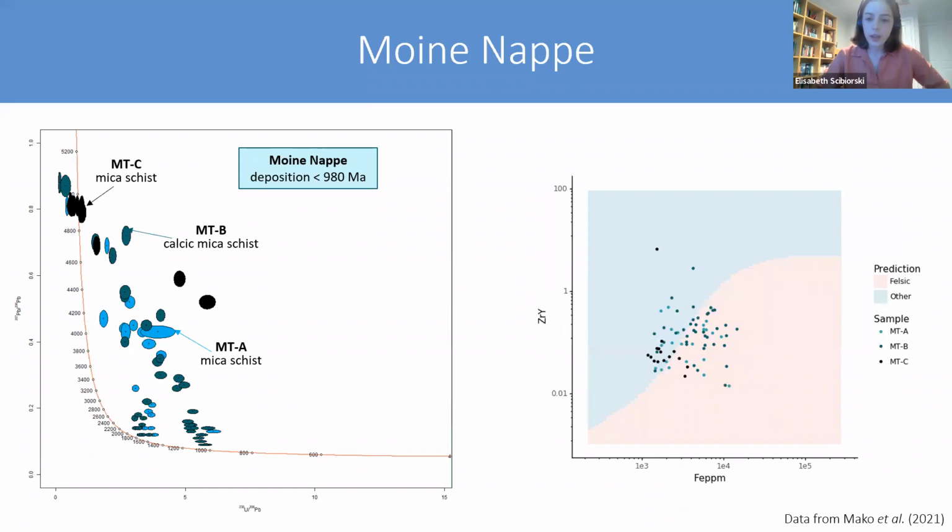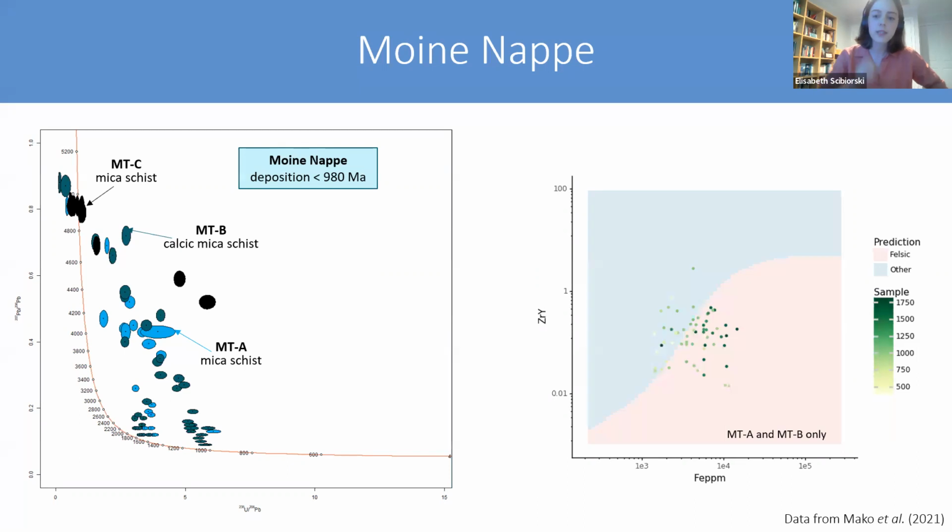Okay, so now if we look at the composition classifier, we see that the 3 samples again plot across the boundary from felsic to non-felsic compositions. MTC, which is this black sample here, mostly plots on the non-felsic side of the boundary, whereas the other 2 samples are kind of split evenly across that. But if we look just at those other 2 samples, again, we see there's this correlation with age, where the older titanites plot more in the felsic field, and those which record younger ages plot across into the non-felsic field.